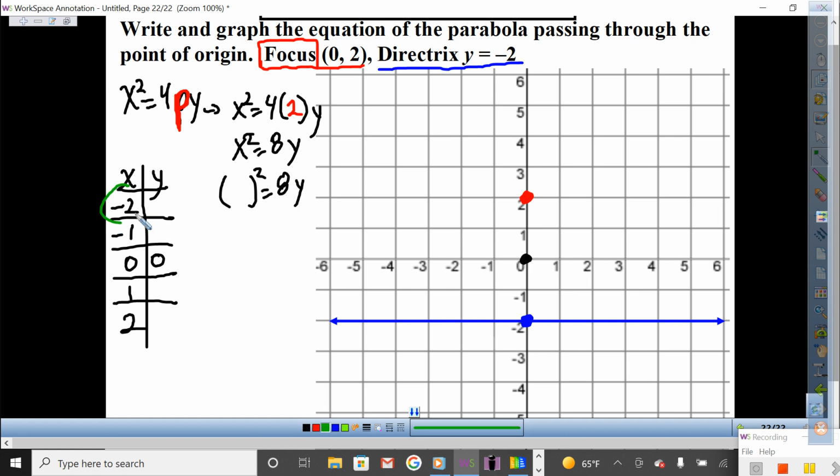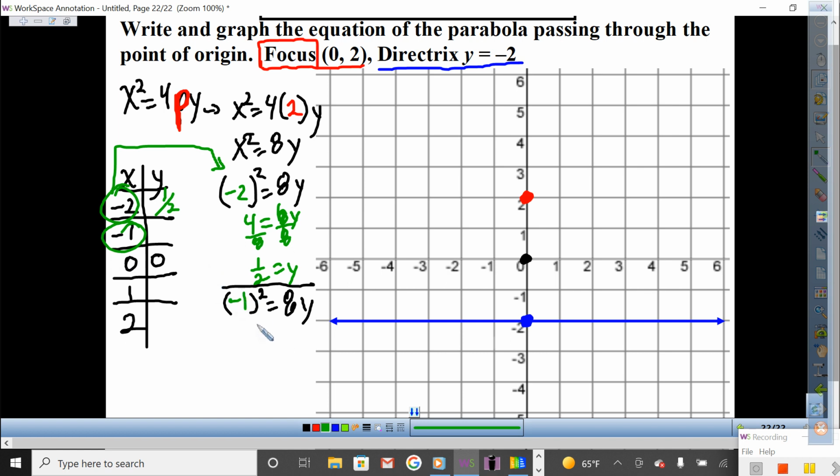What's my first value? -2. That goes in here. What is -2 squared? That's 4 equals 8y. Divide by 8. 4 eighths is what? 1/2 equals y. All right, let's do it again. Parentheses squared equals 8y. And now what's my next value? -1. What is -1 squared? 1 equals 8y, divide by 8, 1/8 equals y. So that goes right here.